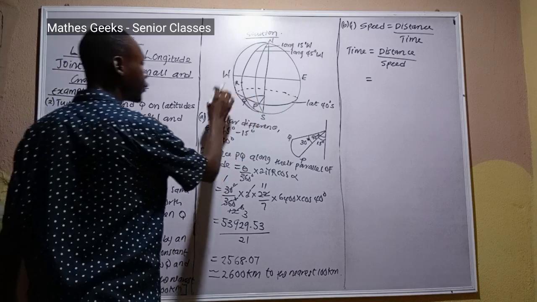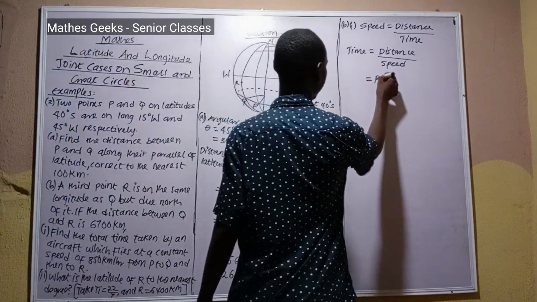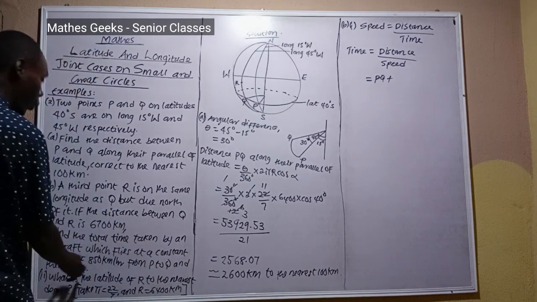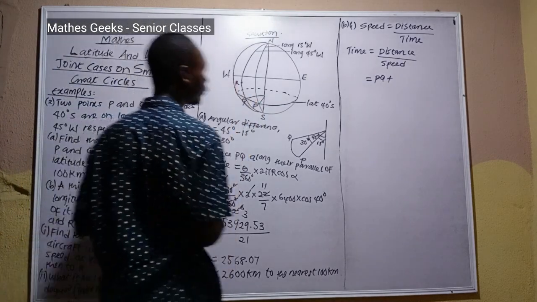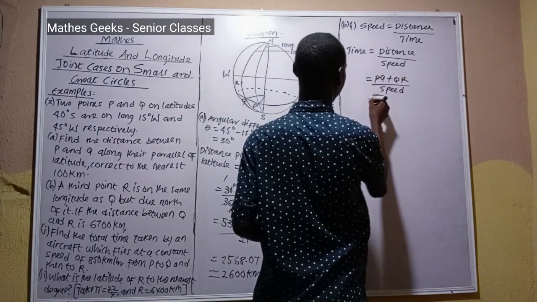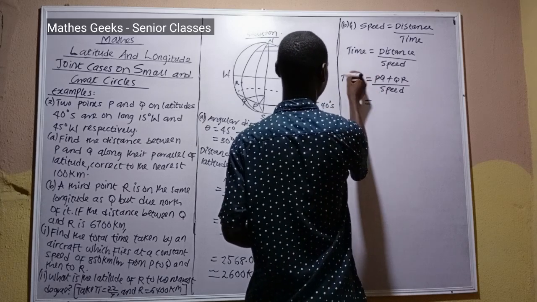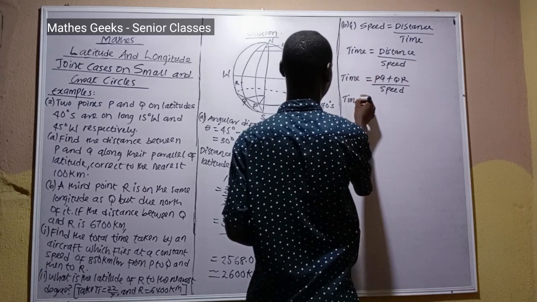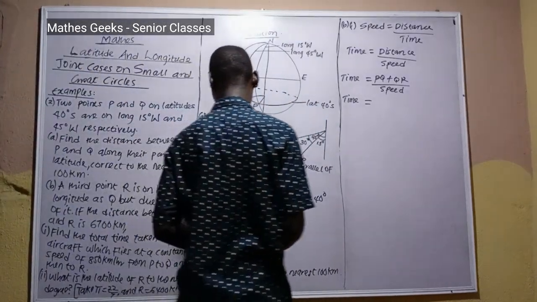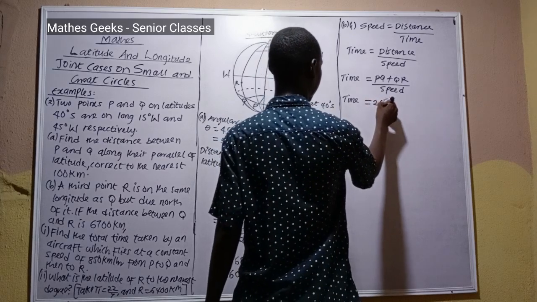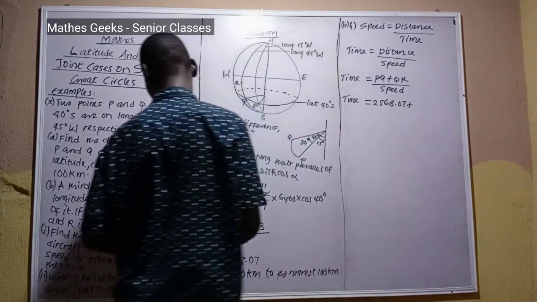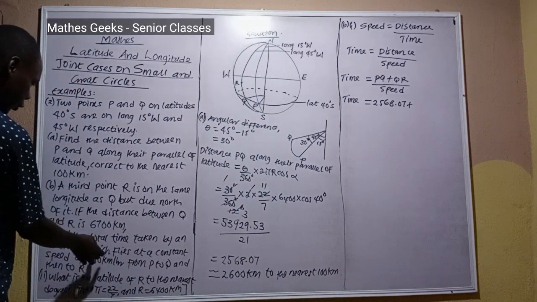So the distance is from P to Q, and then Q to R. So time is equal to P to Q plus Q to R over speed. The distance between P to Q is what we got in the earlier part, 256.07 plus the distance from Q to R, which is given here.